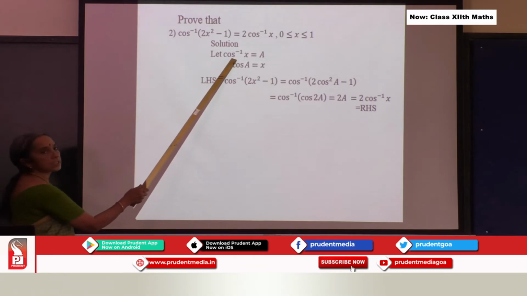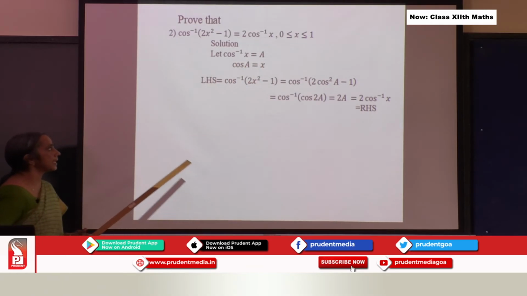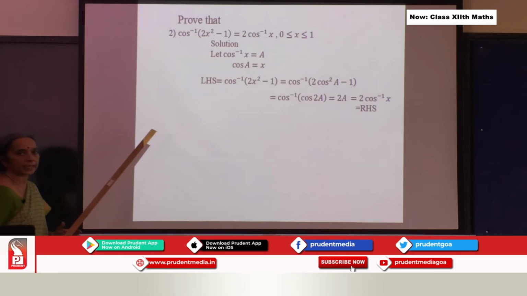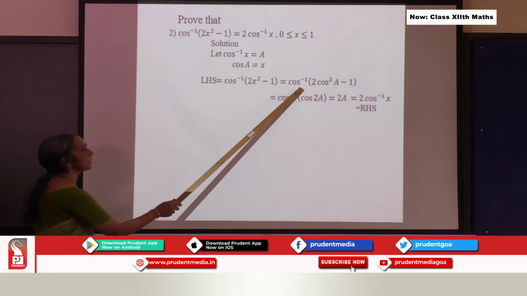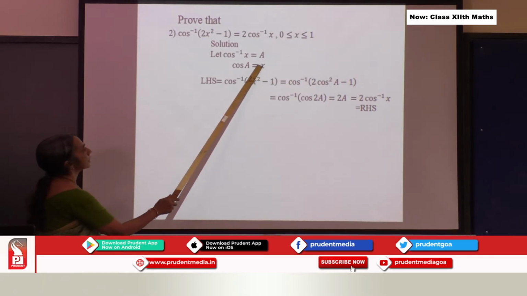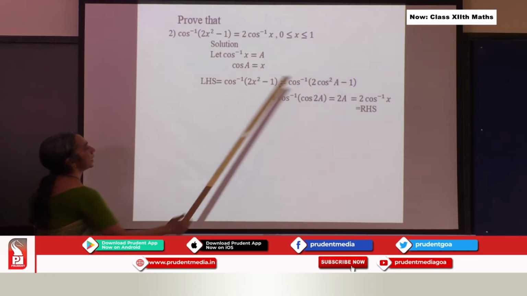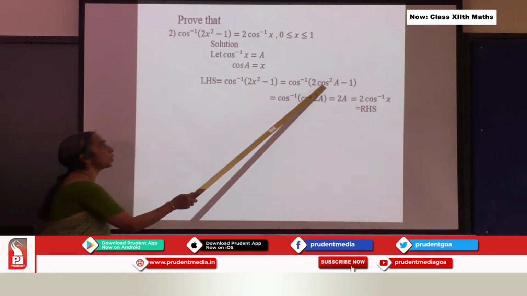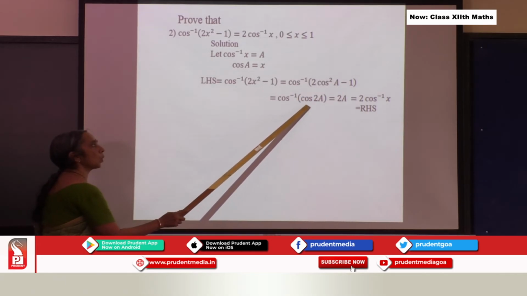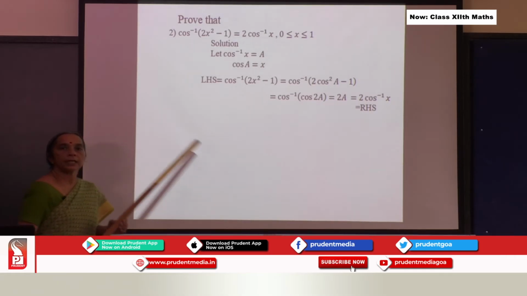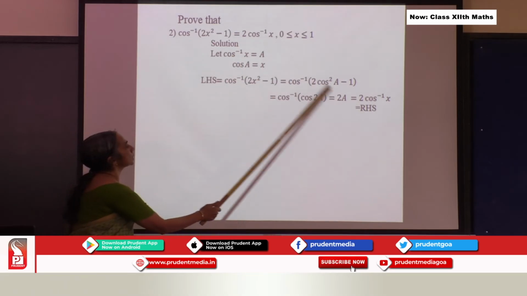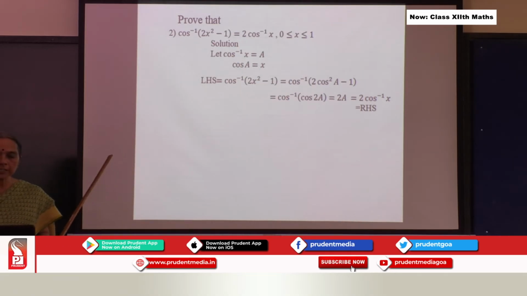Its solution: let cos inverse of x be A, then cos A is x. Then on LHS, cos inverse of 2x square minus 1 can be written as cos inverse of 2 cos square A minus 1. X is replaced by cos A, 2 cos square A minus 1. Now what is the result? 2 cos square A minus 1, which you learned in 11th standard, is cos 2A. So what we are getting here? Cos inverse of cos 2A is 2A, which is equal to 2 cos inverse of x.